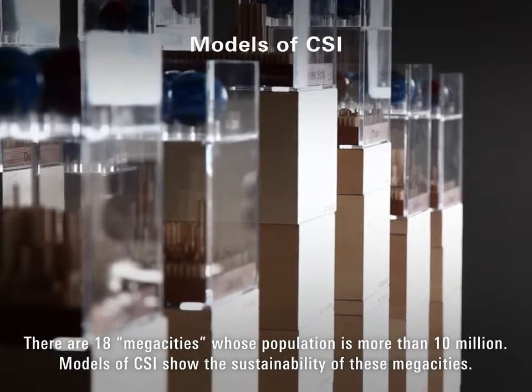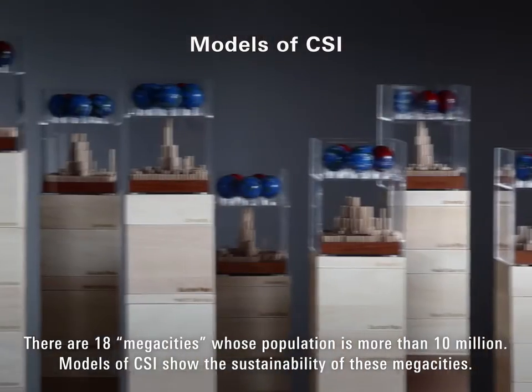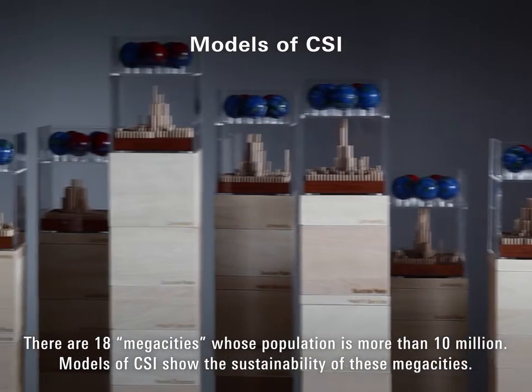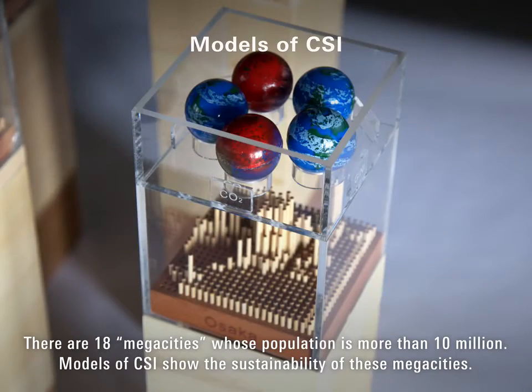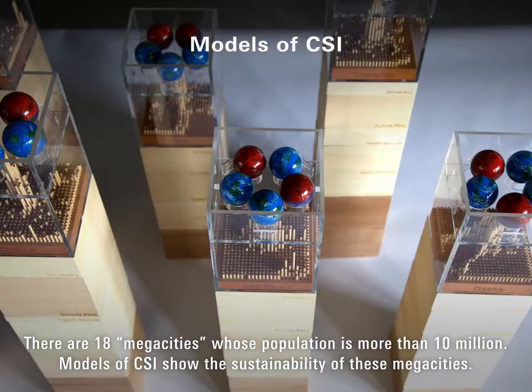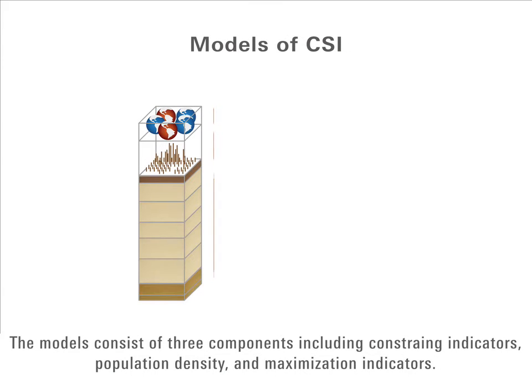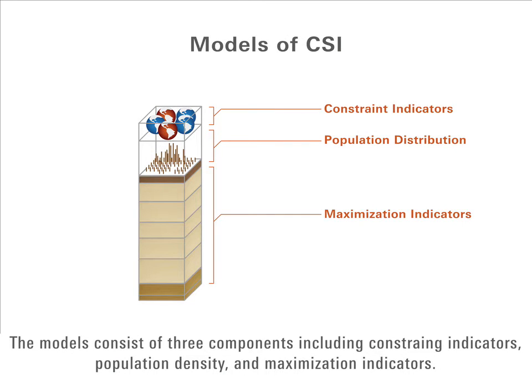Models of CSI. There are 18 megacities whose population is more than 10 million. Models of CSI show the sustainability of these megacities. The models consist of three components, including constraint indicators, population density, and maximization indicators.